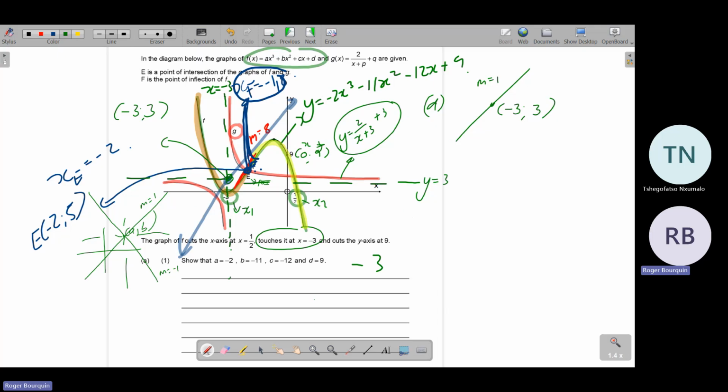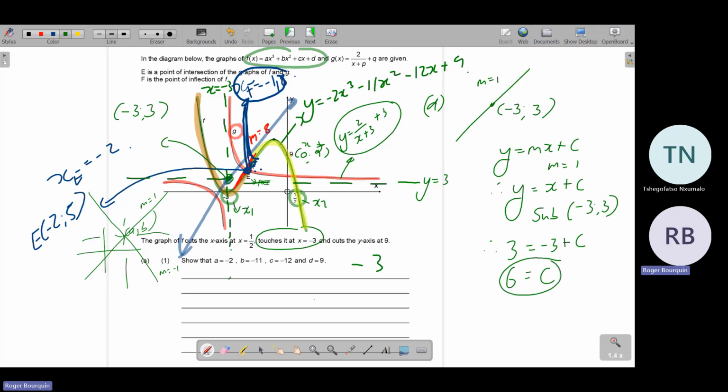So it's a straight line, y is equal to mx plus c. Sub in m is equal to 1 and we get y is equal to x plus c. Sub in the point of intersection of the two asymptotes, so we sub in negative 3, 3, and we get c is equal to 6, which looks right. That means that thing over there is 6. So the equation is y is equal to x plus 6. Got it right? High five yourself.